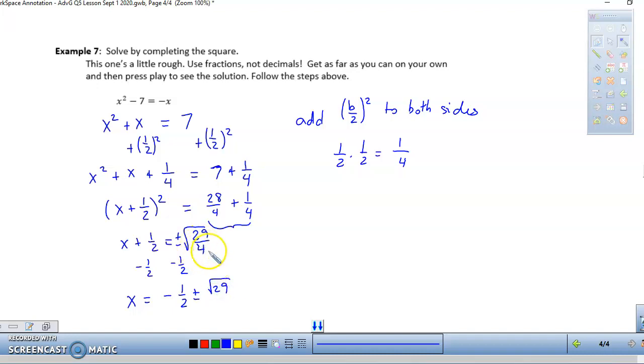And then remember, we can simplify square root of 4 to be 2. So this is a perfectly fine answer. You could also write it like this. And these are common denominators. Notice that looks just like a quadratic formula answer. Okay, good luck.